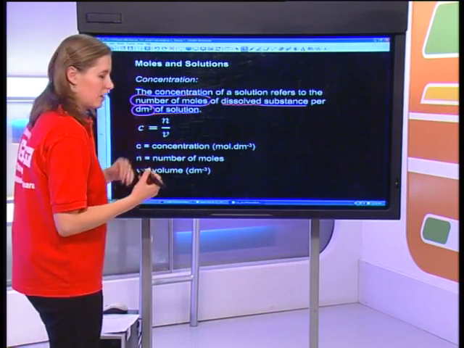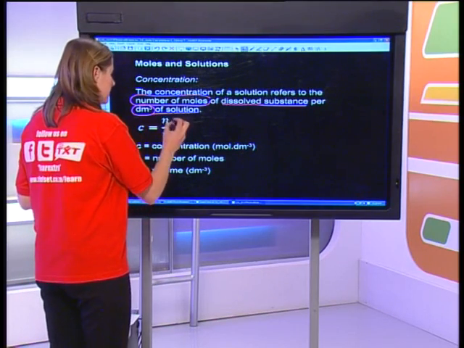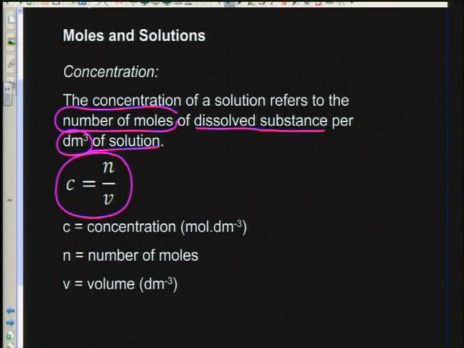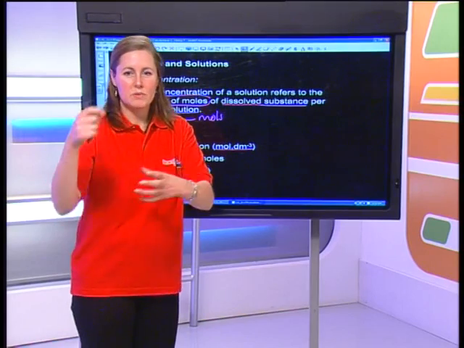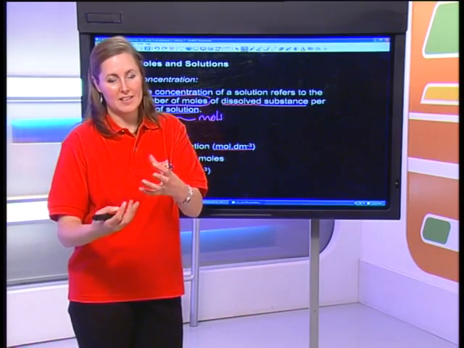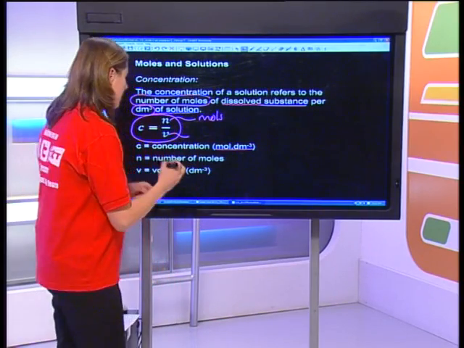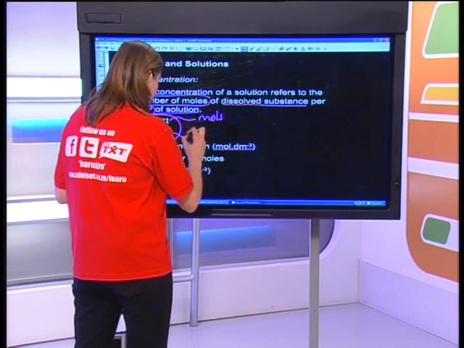And we come with a nice equation. Concentration is equal to n over V. Now, this concentration is measured in moles per cubic decimeter. The n stands for the number of moles, and the V is the volume of the liquid that the solute is dissolved in. It's the liquid substance that we are using as our solvent, okay?